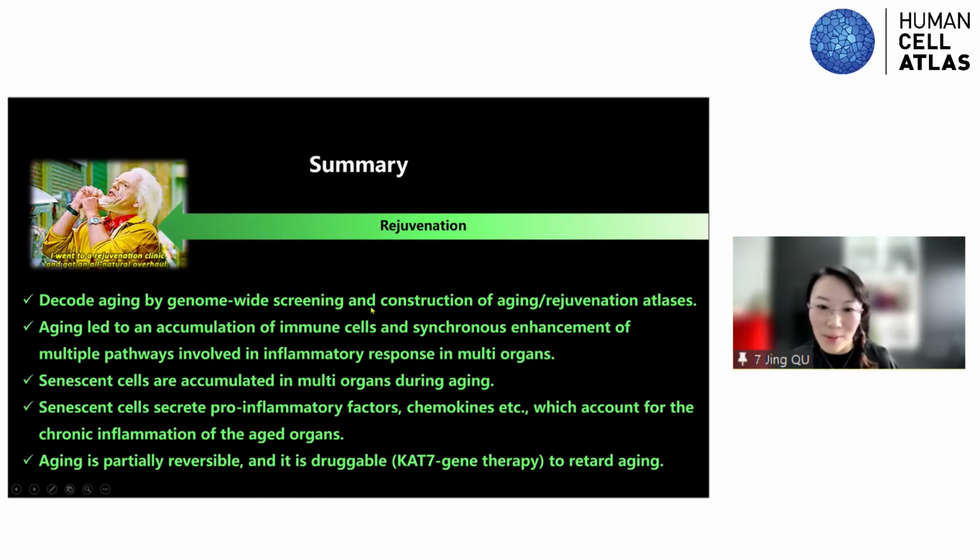So I'll just stop here. What we're doing is to decode aging by genome-wide screening and construction of those atlases. Based on the single-cell atlas, we confirmed that aging can lead to chronic inflammation, and those senescent cells may be the cause. We try to find a way to reverse aging, and it is potentially druggable.